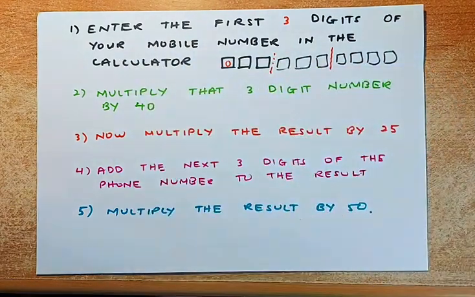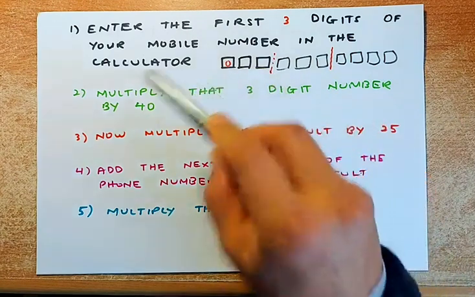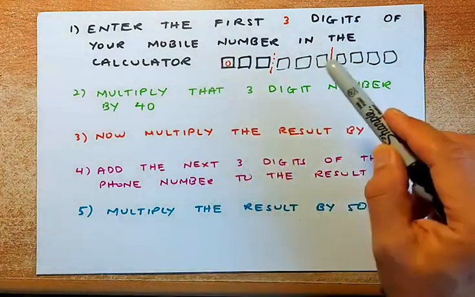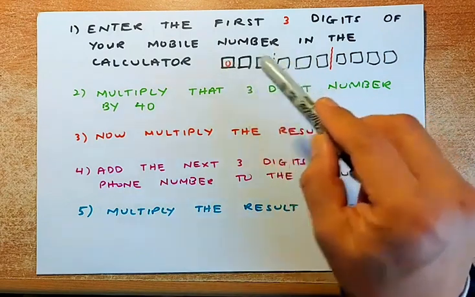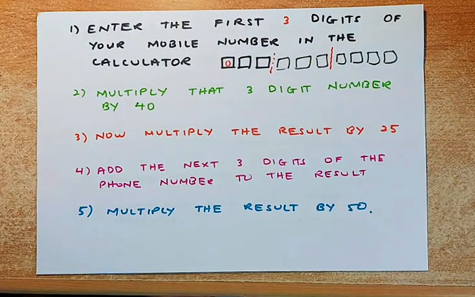First, you enter the first 3 digits of your mobile number in your calculator, including the 0. If it's 021, put 021 or 21. Once you have done that, the next step. You've done it? Great. Now we shall take it slowly and work it out slowly.